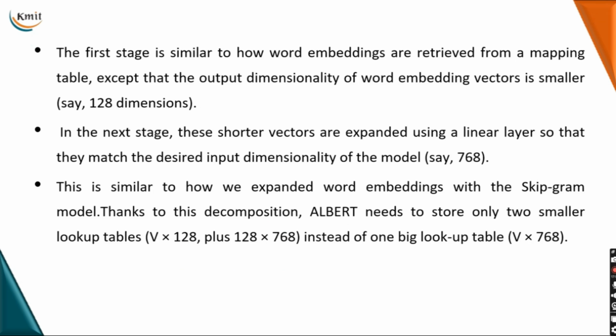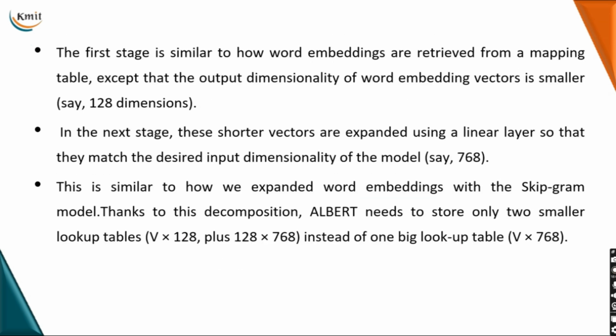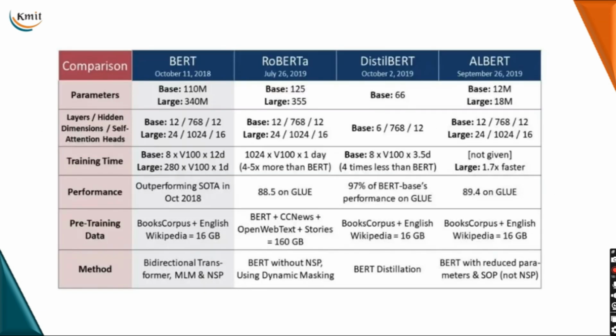Talking about the two important stages, the first stage is similar to how word embeddings are retrieved from a mapping table. In the next stage, these short vectors are expanded using a linear layer, as you can see here in the picture, so that they match the desired input dimensionality without reducing the accuracy.